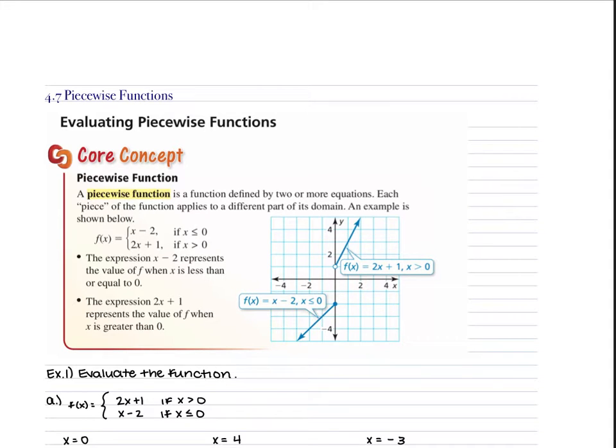4.7 goes over piecewise functions. Piecewise functions are literally parts of functions that are all put together on one coordinate plane. So we're going to be looking at these functions, and then we're going to be seeing multiple functions on the same graph that are just parts of these functions, not the entire thing. Normally where one drops off, the other one picks up.